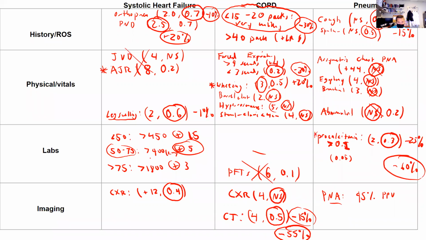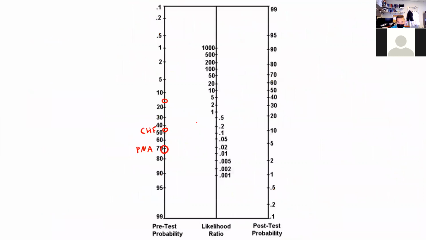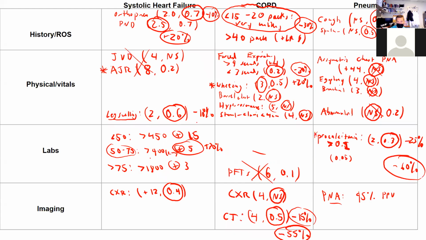Labs, his NT-proBNP was high, so that's 0.5, so that's about positive 30. So far what we have is around positive 30% for heart failure, and we started at 45%. So we haven't really totally proven heart failure yet.